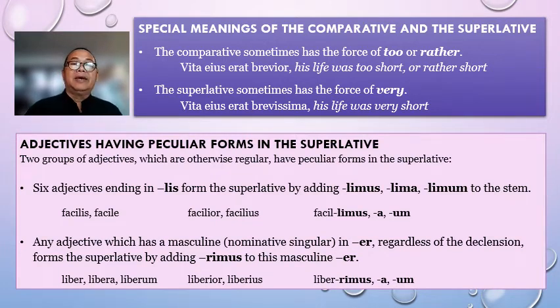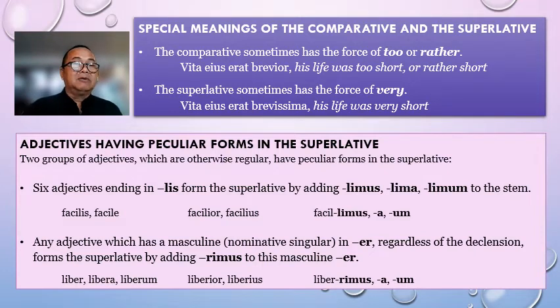Okay. And for the superlative, sometimes it has the force of very, instead of the usual way we translate the superlative in English, using est or most. Example given there, vita eius erat brevissima can mean his life was very short. So that is the special meaning of both the comparative and superlative forms of the adjective.